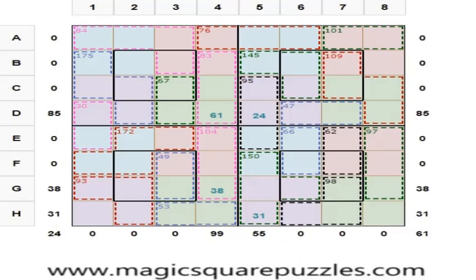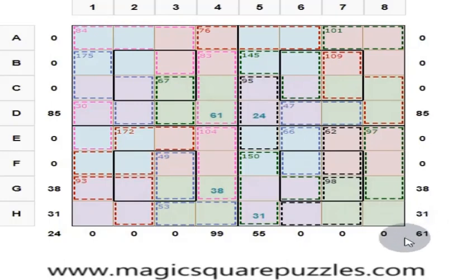Friends, today we will solve this magic square puzzle. First of all, what is a magic square? For example, this is an 8x8 magic square. It contains 8 rows and 8 columns, 2 diagonals. Each row gives you a magic sum of 216. Each column gives you a sum of 260. Each diagonal, this diagonal gives you 260. This diagonal gives you 260. That is the overall rule.